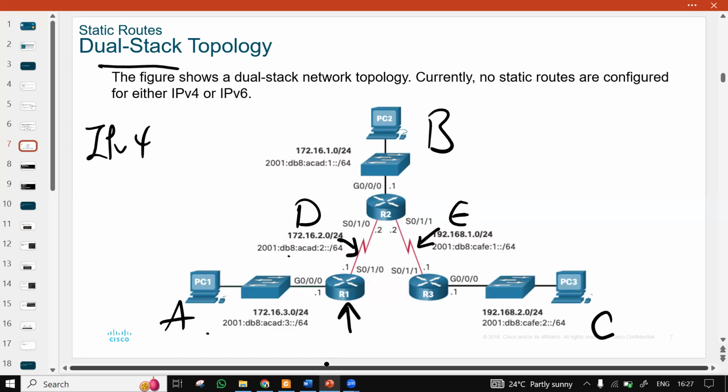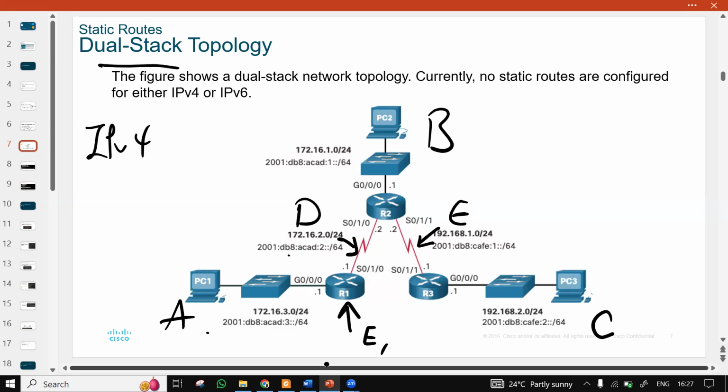This is network E, it doesn't know. So R1 doesn't know E, R1 doesn't know B, okay. R1 doesn't know C. So we are going to configure static routes so that any device in network A can communicate with B and C.